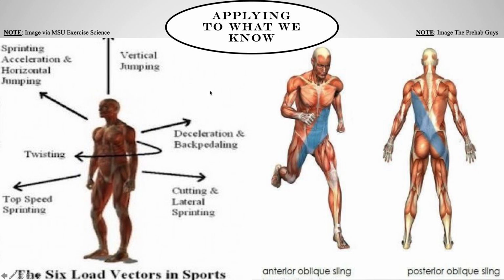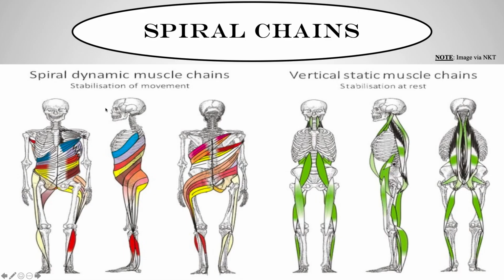But the way I look at it is just taking these slings and looking at how they're involved in our 6 load vectors in sport. This is one of the best images I've come across in a long time. This is what I think about when we think about cardinal planes. These are the different directions that we're moving in sport. And honestly, this is just a basic view, but these slings and the fascial alignment all directly play a factor here in our cardinal planes. And we tie them together here.